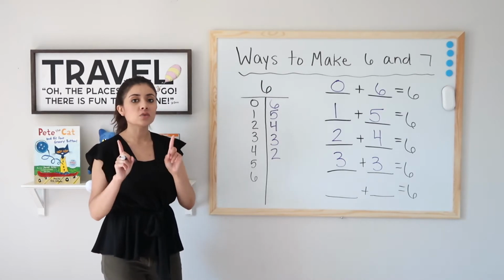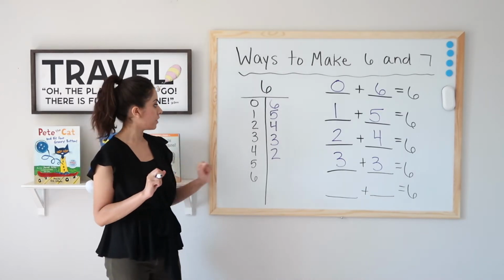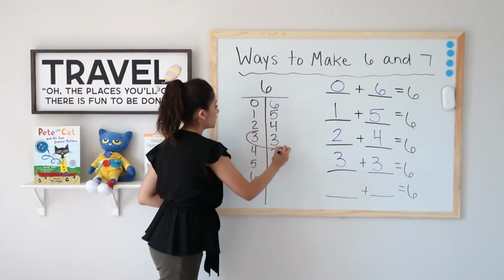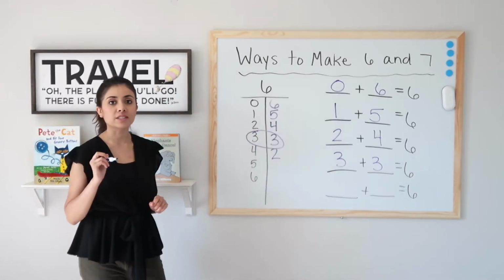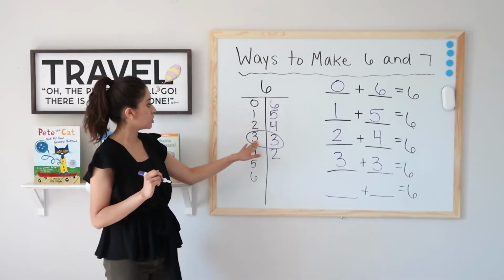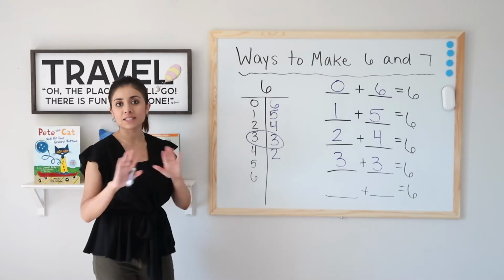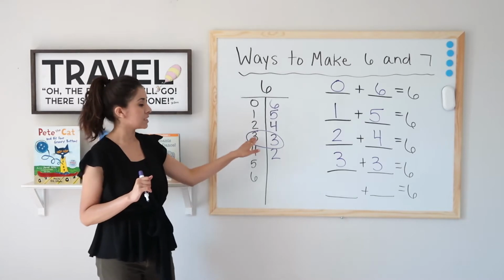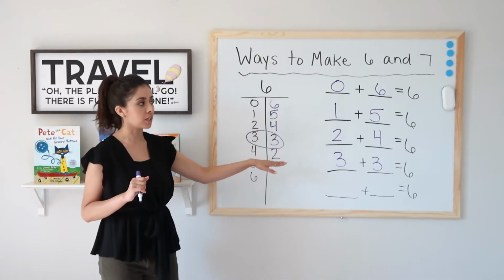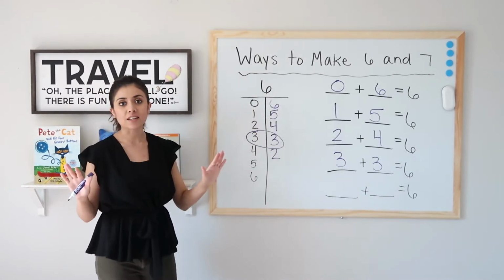But you also know you're done if you have the same number on both sides, okay? As you can see here, I have 3 and 3, so I am done, okay? If it's the same number plus the same number equals that sum, then you're done.